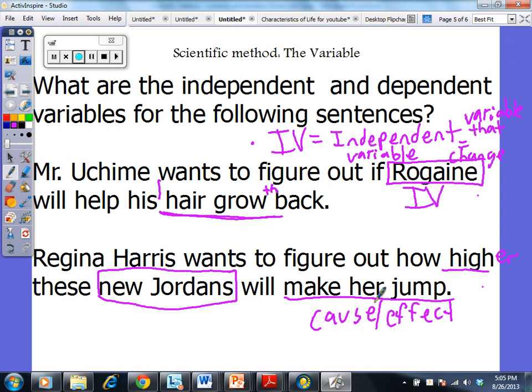Now let's say we wanted to do a baseline control group. All we would do is make her jump without shoes on. That'll be the baseline. So her jumping without the shoes, and then her jumping with the shoes, and we can see the difference in height.